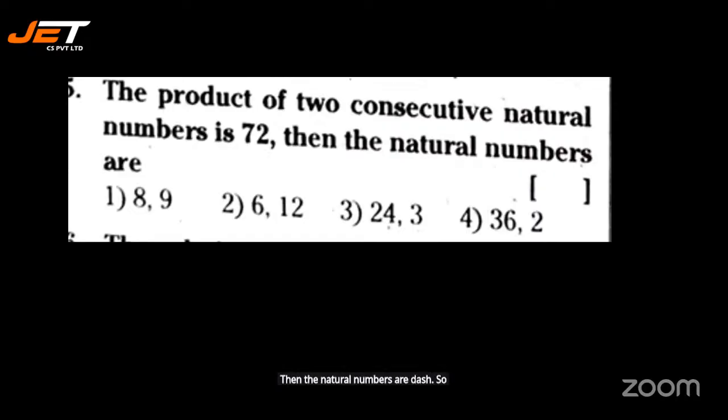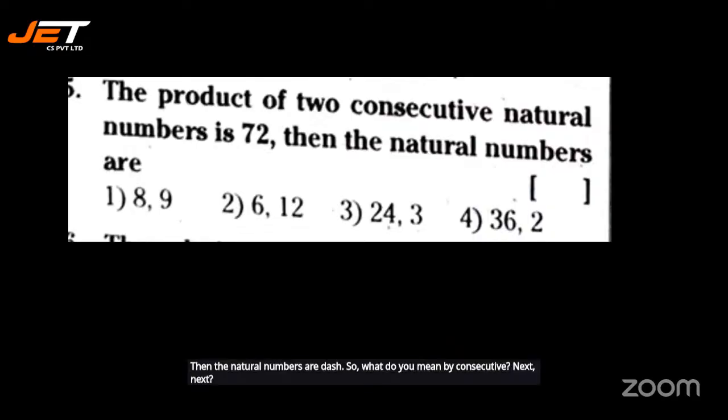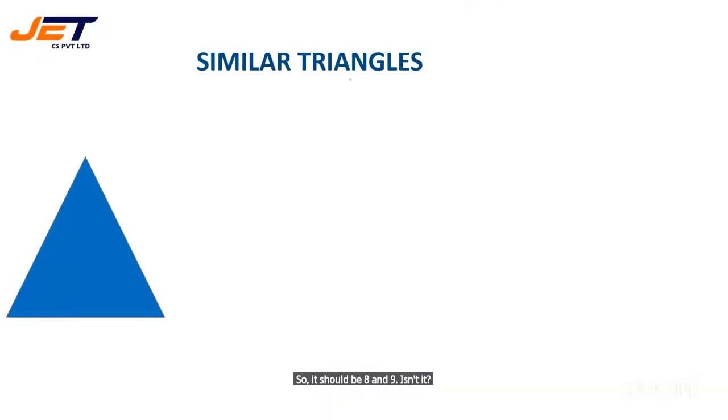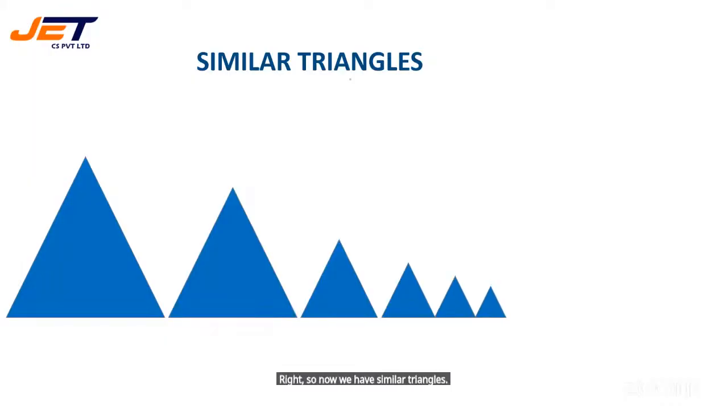So what do you mean by consecutive? Next numbers. So it should be 8 and 9, isn't it? Yes. Right. So now we have similar triangles, right?